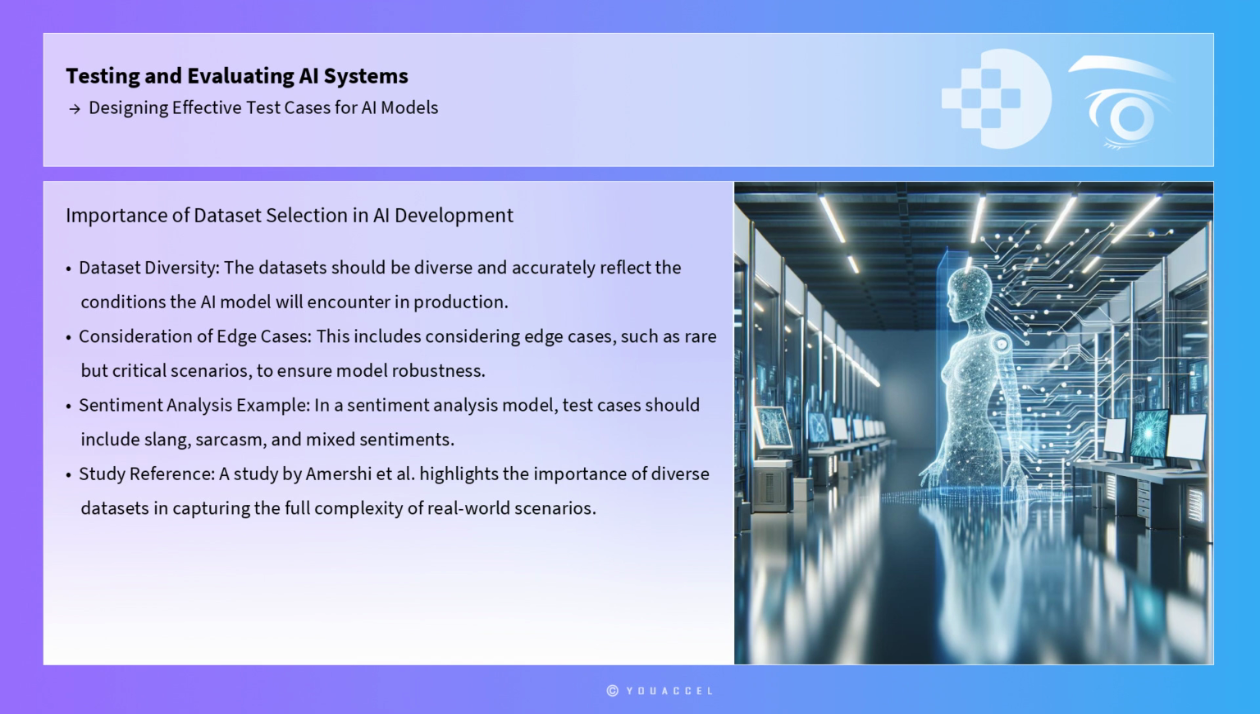With the objectives in place, selecting appropriate datasets is paramount. The datasets should be diverse and accurately reflect the conditions the AI model will encounter in production. This includes considering edge cases, such as rare but critical scenarios. For instance, in a sentiment analysis model, test cases should include slang, sarcasm, and mixed sentiments to ensure the model's robustness. A study by Amershi et al. highlights the importance of diverse datasets in capturing the full complexity of real-world scenarios, thereby improving model reliability.